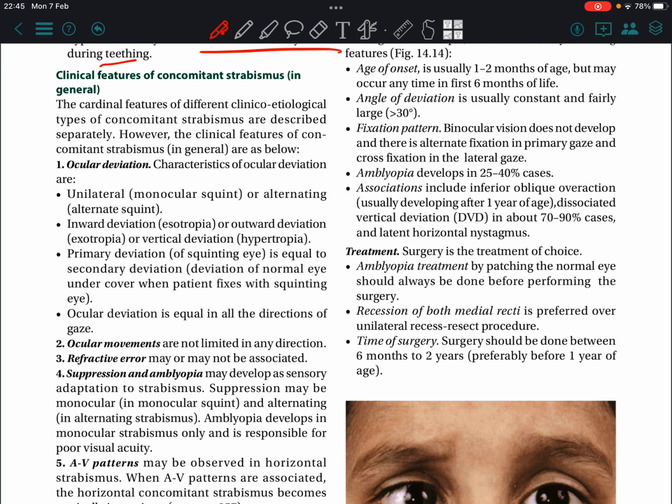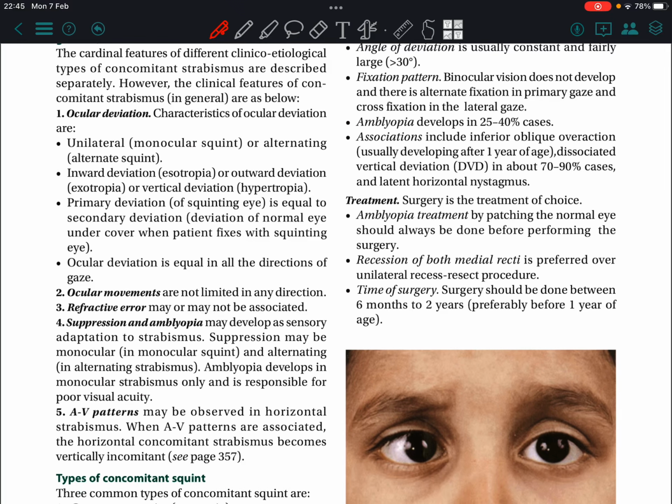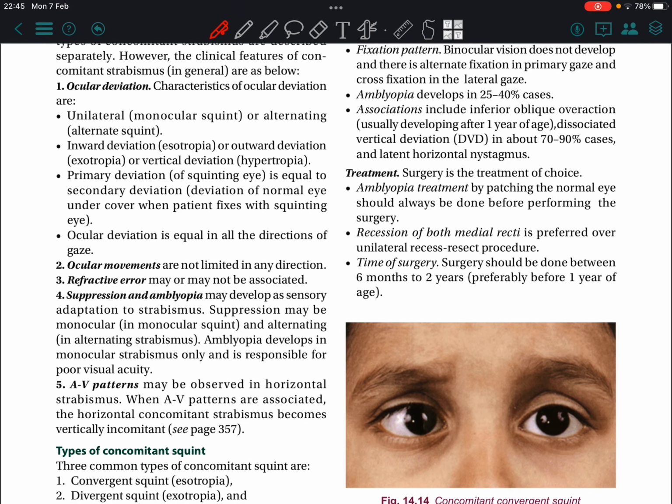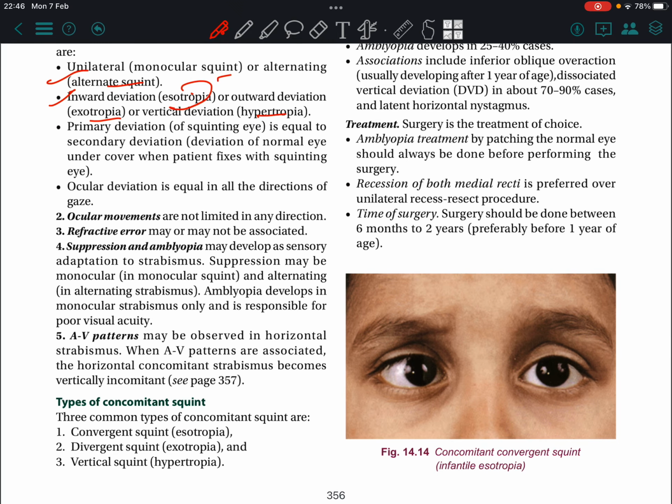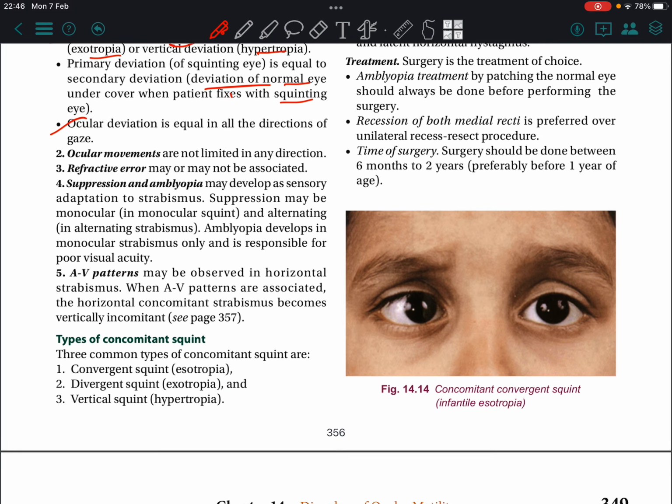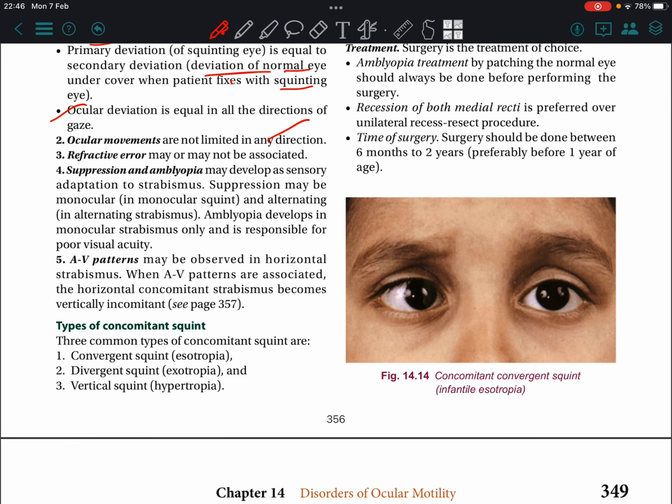Clinical features of concomitant strabismus in general are as given below. Ocular deviation: unilateral monocular squint, alternating squint, inward deviation (esotropia), outward deviation (exotropia), or vertical deviation (hypertropia). Primary deviation, that is deviation of the squinting eye, is equal to secondary deviation, that is deviation of the normal eye under cover when the patient fixes with the squinting eye. Ocular deviation is equal in all directions. Ocular movements are not limited in any direction. Refractive error may or may not be associated.